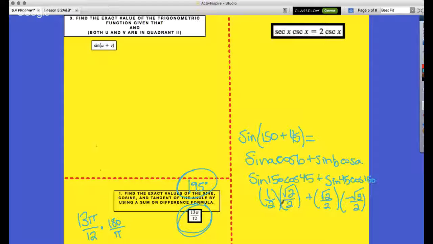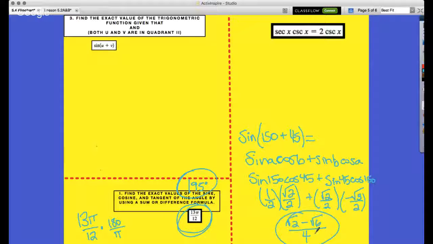So I have square root of 2 over 4 plus negative square root of 6 over 4. So I would say square root of 2 minus square root of 6, because plus negative is the same as subtracting. And that'll be all over 4 there. So I have square root of 2 minus square root of 6 all over 4, and that would be my answer. And so that would be the sine of that specific angle.